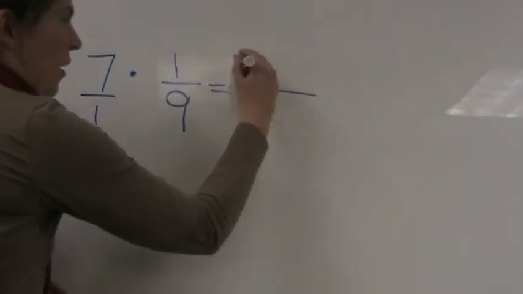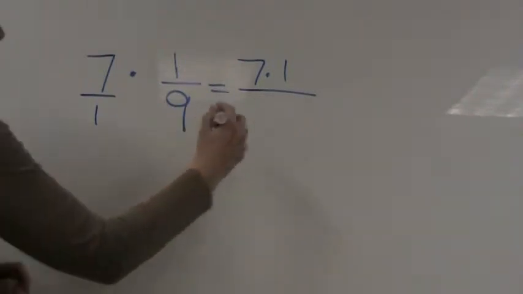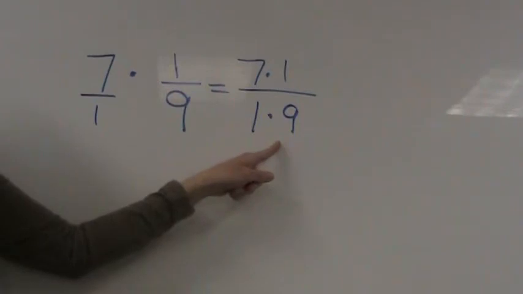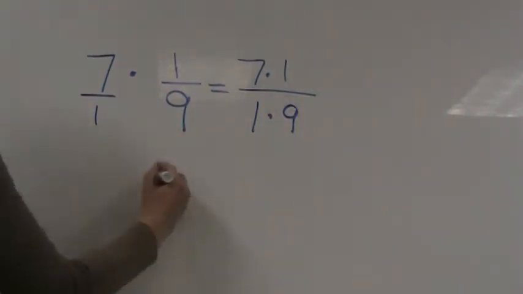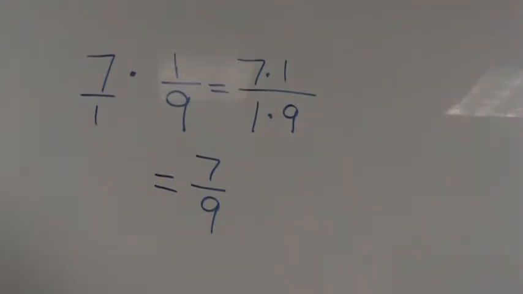So in this case, we're going to have 7 times 1 as what I'm multiplying together on the top, and 1 times 9 is what I multiply together on the bottom. So my answer in this case then is going to be 7/9. So 7 times 1/9 gives me 7/9 as my answer.